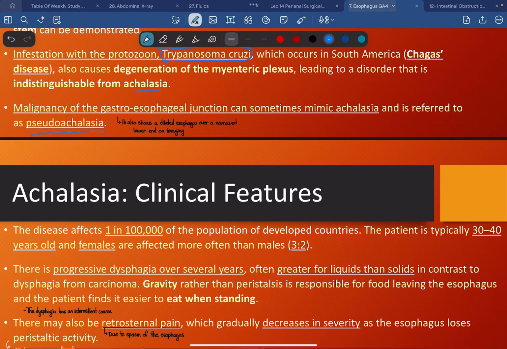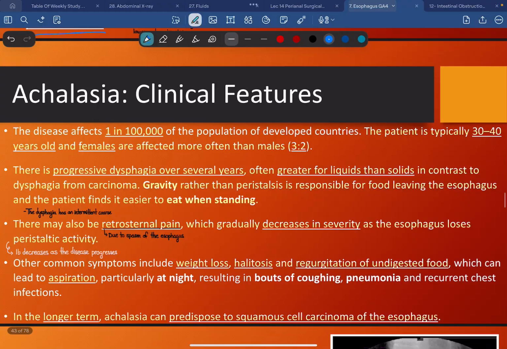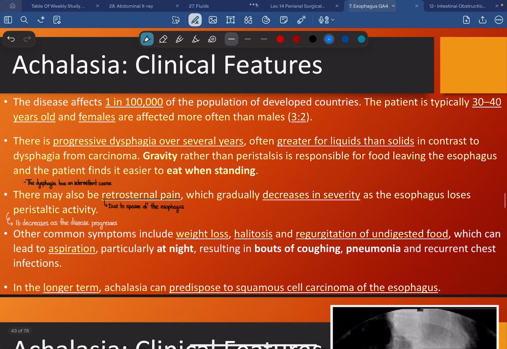It affects 1 in 100,000 of the population in developed countries. The patient is middle-aged, 30 to 40 years old. Females are more affected, in the ratio of 3 to 2. It presents with progressive dysphagia over years. We said that cancer has dysphagia rapidly progressive over weeks; here it is over years, and sometimes with some remissions and recurrence.